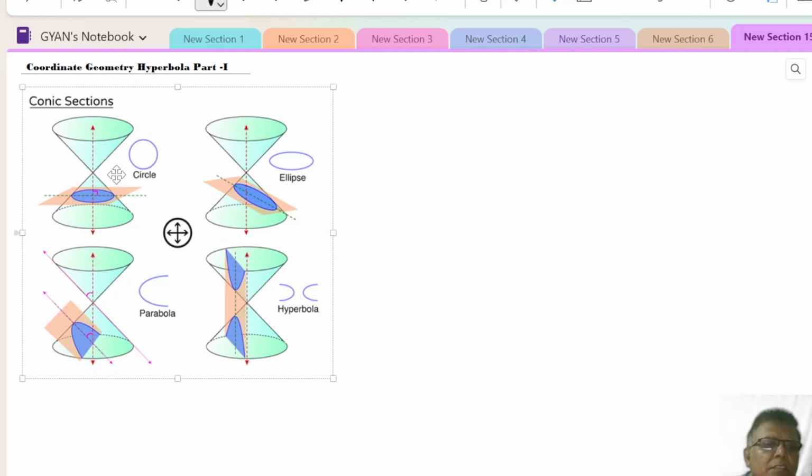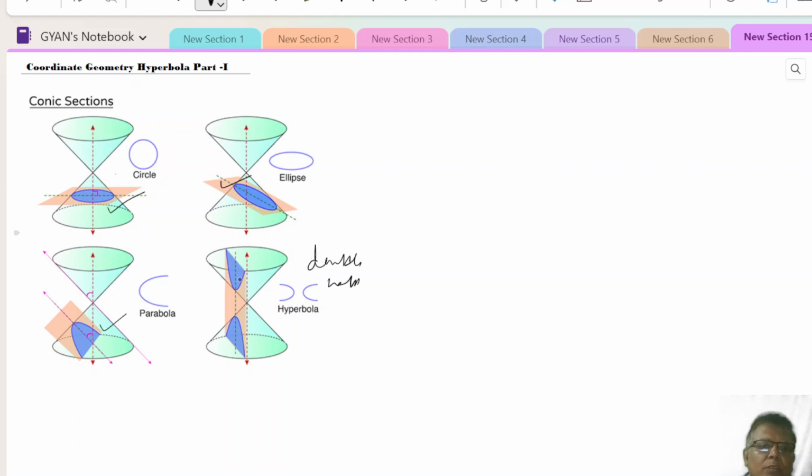So we have seen the circle, ellipse and parabola. So what is the hyperbola? The hyperbola is the intersection of a double napped cone, and you take the section either this way or this way.